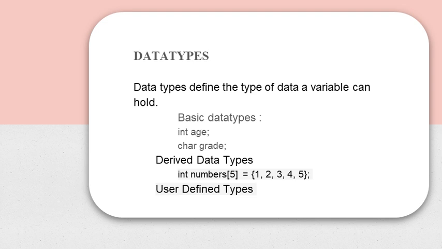Derived data types are built upon the primary data types. It includes arrays, pointers, and functions. Whereas user defined data types are created by the programmer to represent more complex data structures. This includes structures, unions, and enumerations.